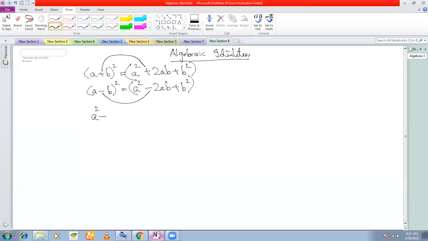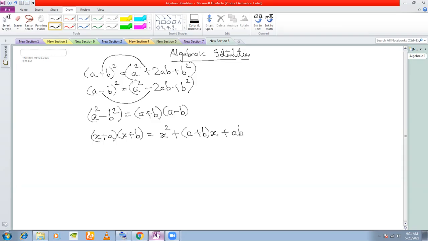And the next one that I sent you was a square minus b square is equal to a plus b into a minus b. And the next one that I sent you was x plus a into x plus b must be equal to x square plus a plus b x plus ab. These four I sent you yesterday. Now we'll be using these to solve some problems. Now how do we use these? Unless you memorize them, you will not be able to use them. Okay. Now how do we use them?